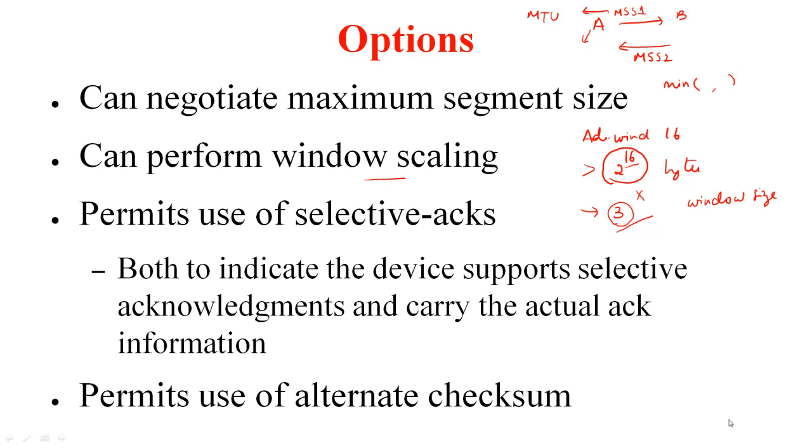We talked about selective acknowledgements before. These are much more efficient than cumulative acknowledgements. Now, if you want to use these features, you can do so using the options field, where at the connection setup, you can indicate that I can support selective acknowledgements, and if both sides agree, henceforth they can use selective acknowledgements. And the actual selective acknowledgement information is also carried as part of the options fields during the data transfer.